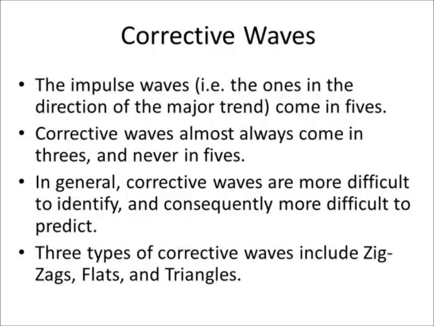So what are other things we can say about corrective waves? In general, they are more difficult to identify and more difficult to predict. This is as compared with the normal impulse waves. So the 3-wave pattern is harder to see and spot as compared with the 5-wave pattern. We are going to go through 3 different types of corrective waves. They are called zigzags, flats, and triangles. We'll look at how they work, and these are 3 different patterns we can expect to see when we find corrective waves.